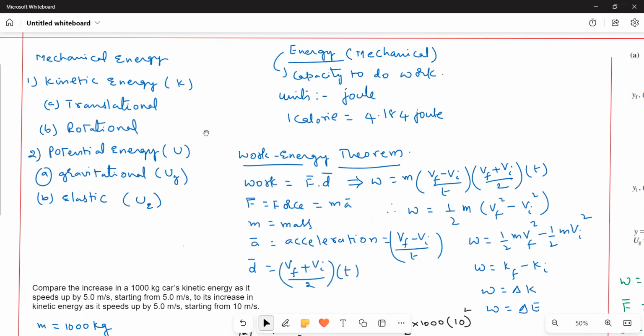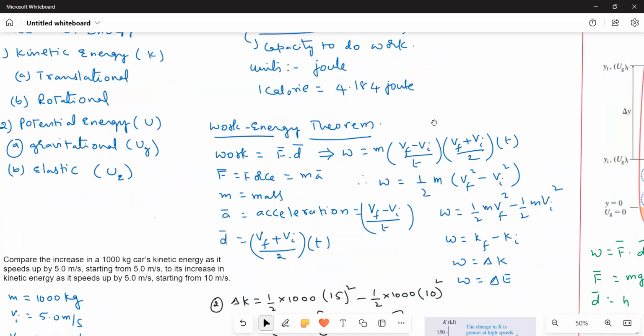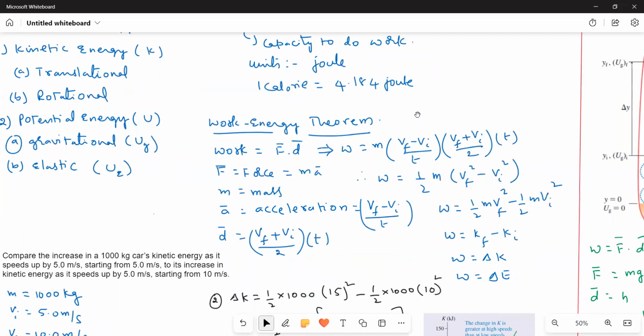Now, I told you that energy is the capacity to do work. Let us see how energy and work are interrelated. We study that through the work-energy theorem. What does the work-energy theorem state? If work is done on the system, then that work can be stored in the form of energy. If work is done by the system, then the stored energy can be expended.